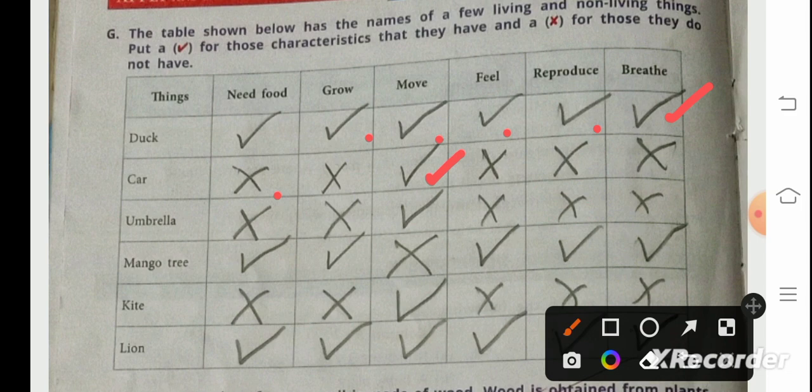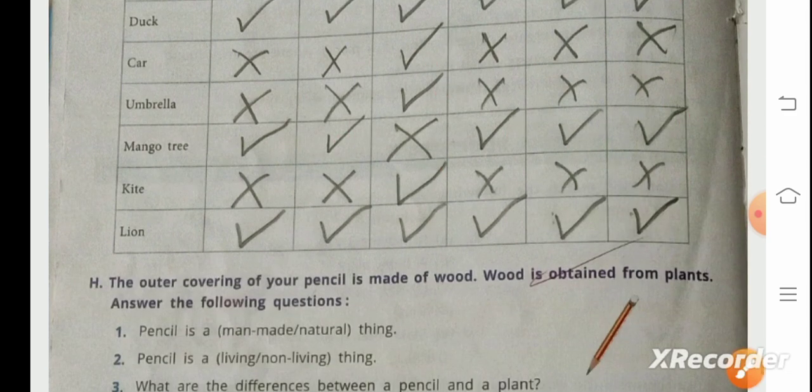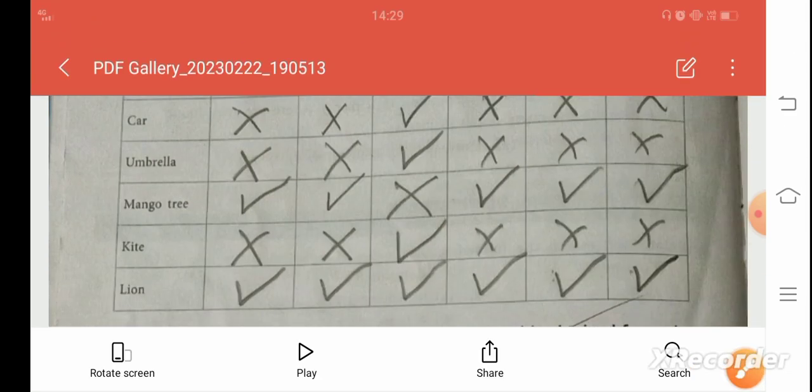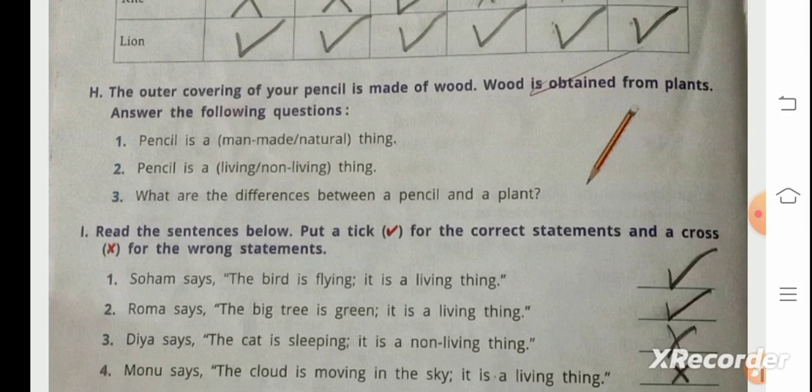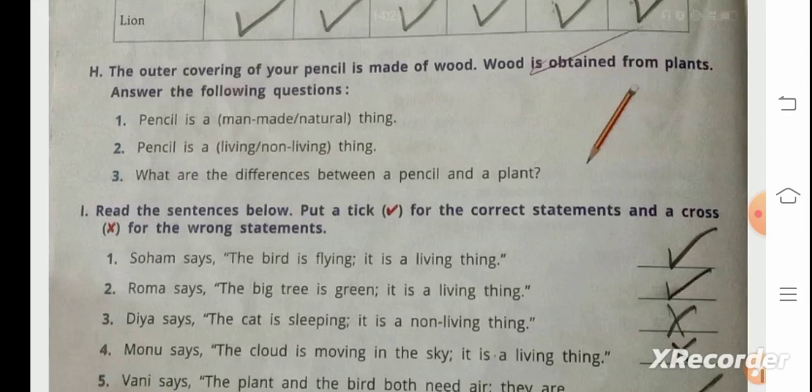Umbrella, yes, it also moves. In the rainy season we take it outside. Mango tree, it needs food, grows but doesn't move. Okay, it has a sensation of feeling, reproduces, breathes. Yes, everything is there. Okay. Kite, it moves actually. Okay. Lion, yes, it needs food, reproduces young ones, everything is correct. Again, what they have said here.